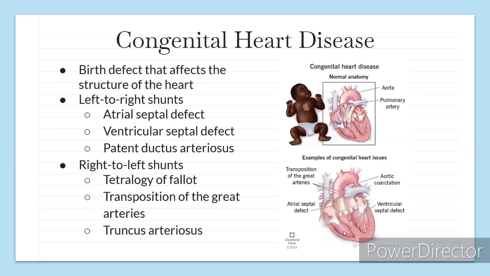So now we're going to move on to congenital heart disease. Congenital heart disease is a birth defect that affects the structure of the heart, preventing blood from flowing normally. There are two main subcategories of congenital heart disease, left to right shunts and right to left shunts, which we briefly mentioned when talking about the six principal mechanisms.